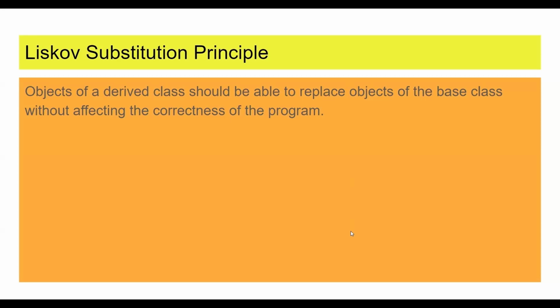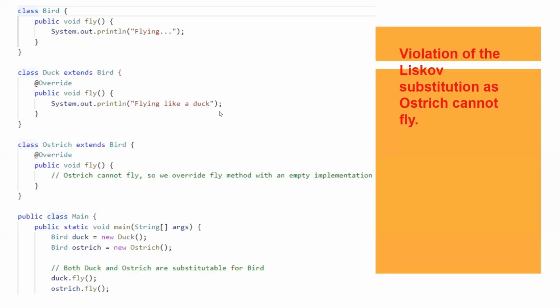For example, in the given class Bird, it has the function public void fly. Both subclasses, Duck and Ostrich, override the function fly. And here what happens is that the duck is fine, as a duck can fly, but in the class Ostrich, this function throws an unsupported exception. So this basically violates the Liskov substitution principle, as an ostrich can't fly.